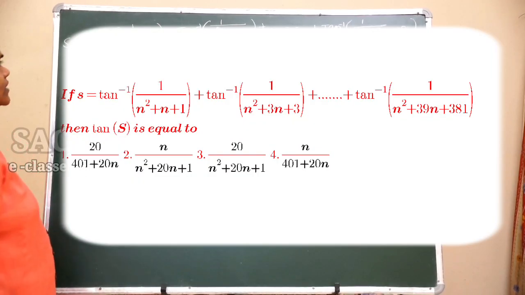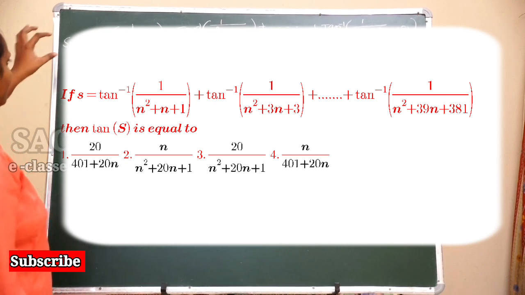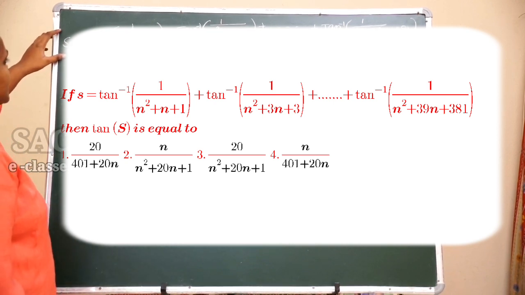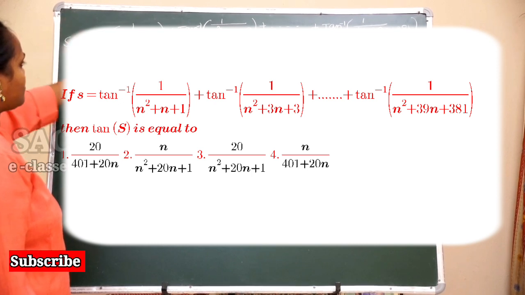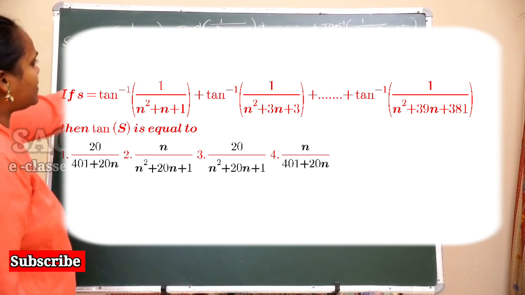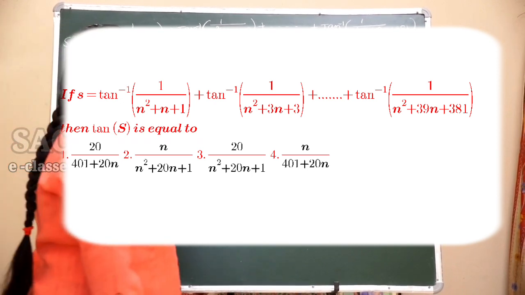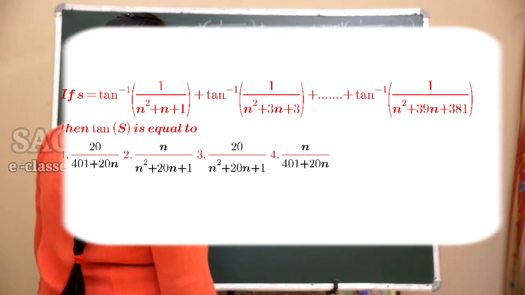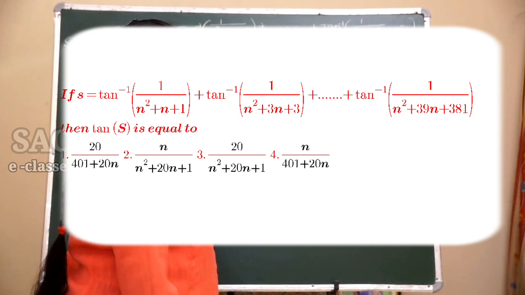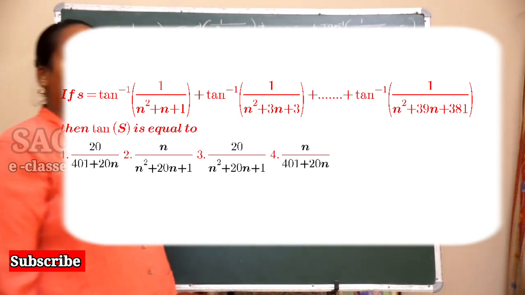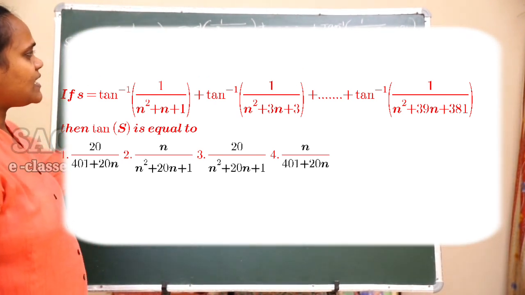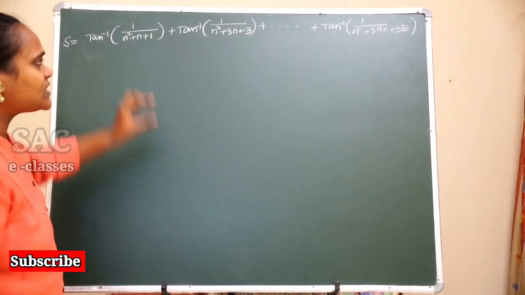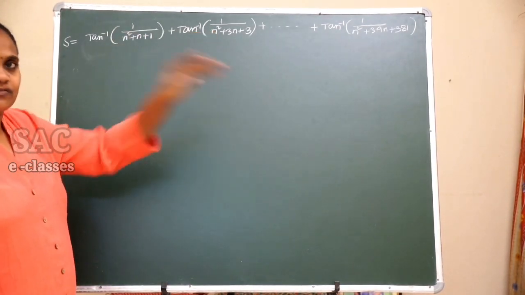We are in the sixth problem where S is equal to tan inverse 1 by n square plus n plus 1 plus tan inverse 1 by n square plus 3n plus 3 and so on plus tan inverse 1 by n square plus 39n plus 381. This is the given problem. They are asking you to find out the tan S value.